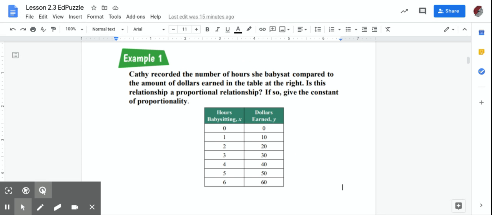Example 1. Kathy recorded the number of hours she babysat compared to the amount of dollars earned in the table at the right. Is this relationship a proportional relationship? If so, give the constant of proportionality.